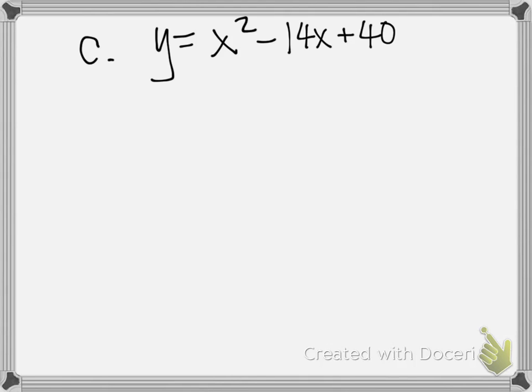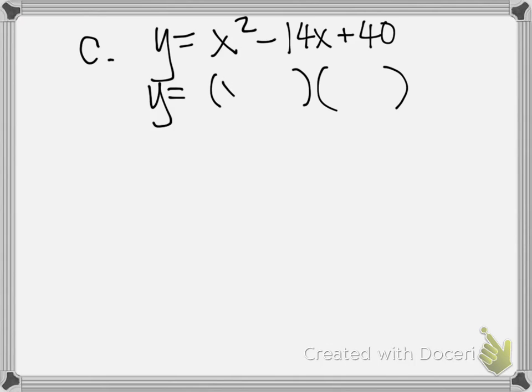It's letter C, and it's y equals x squared minus 14x plus 40. Okay, so notice this is not in factored form. So we could either change it to vertex form, but you haven't really learned how to do that yet. So what I'm going to do is see if it's going to factor, right? So I'm going to change it so it's in parentheses like this.